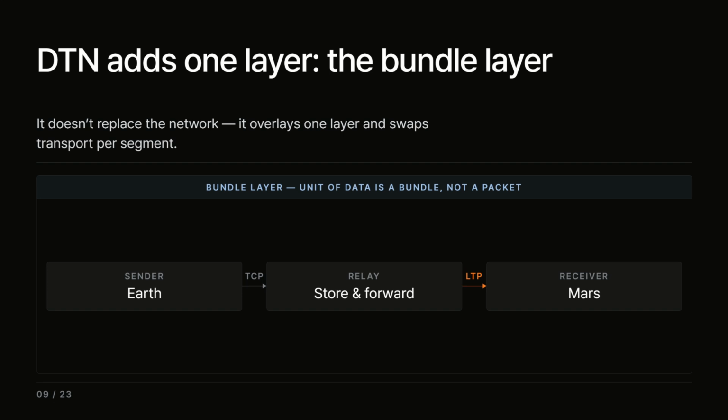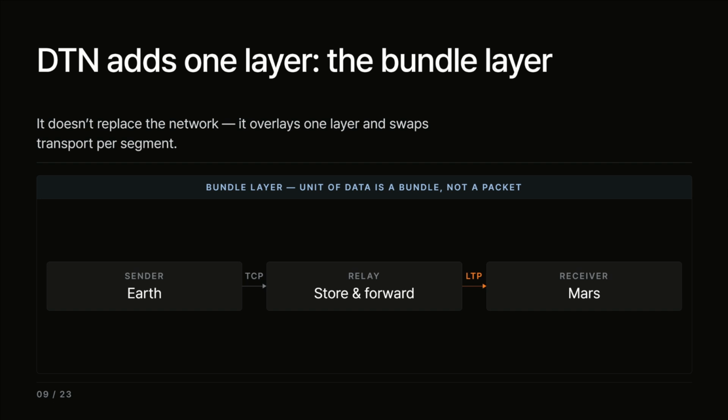So where do these ideas actually live? DTN does not replace existing networks. Instead, it adds an additional layer above them. It's called the bundle layer. The unit of communication becomes a bundle rather than a packet. Bundles can move across different underlying networks using whatever transport technology is most appropriate for each segment. For example, TCP may be used on the terrestrial side, while a different protocol may be used on the deep space link.